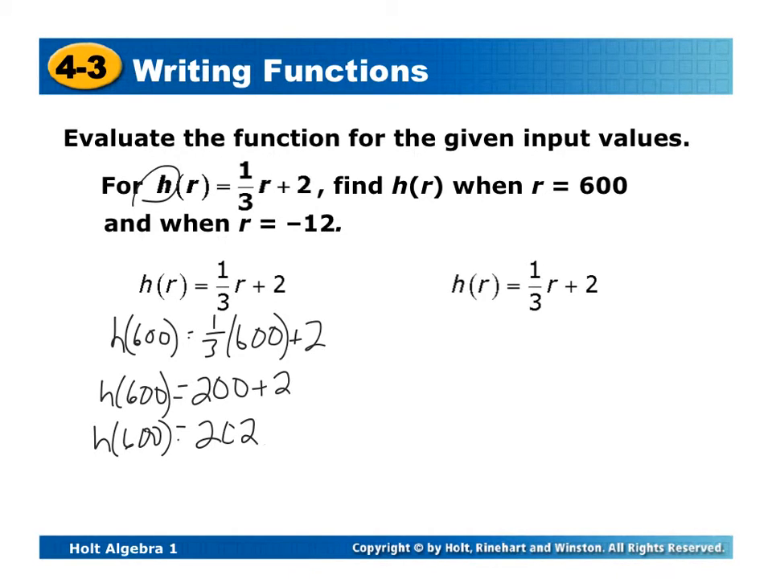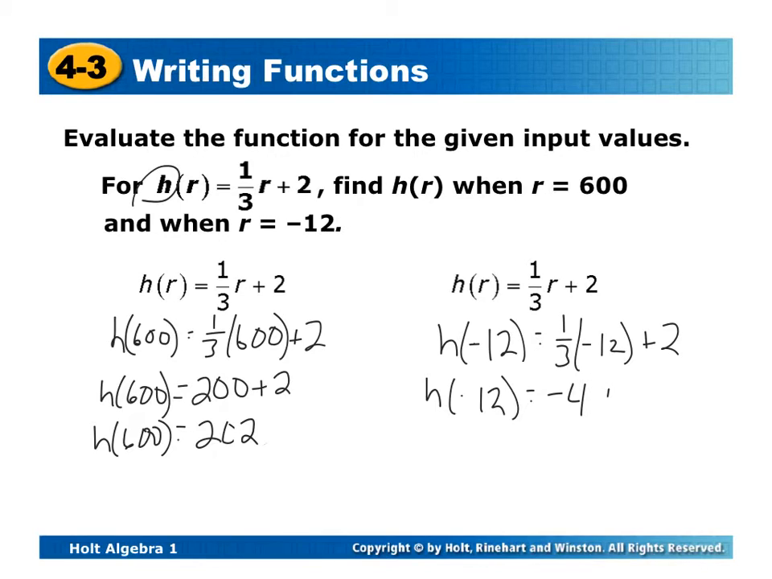Alright, so now we're going to find the same thing, but we're going to find h of negative 12, equals 1/3 times negative 12 plus 2. And this becomes negative 4 plus 2. So h of negative 12 is equal to negative 2.